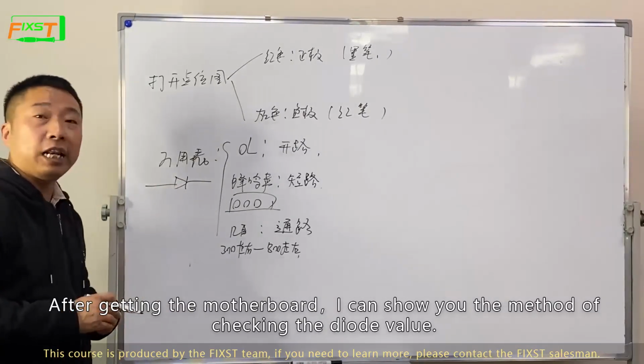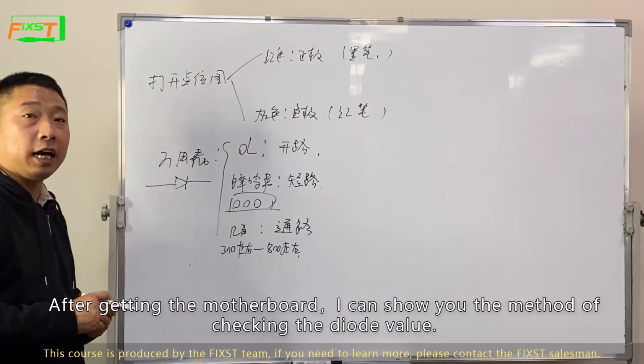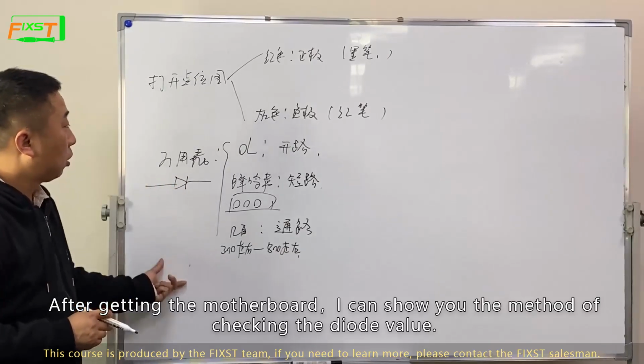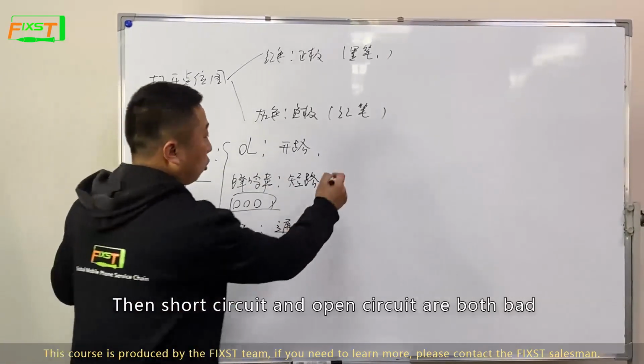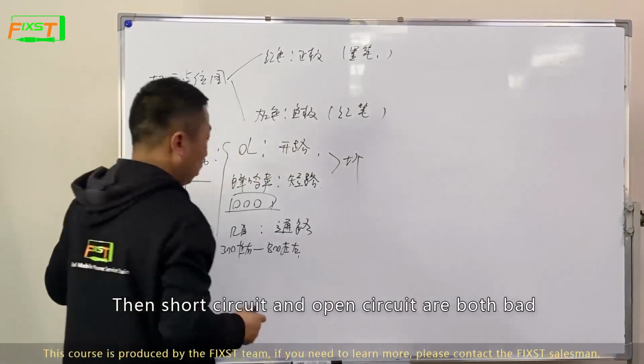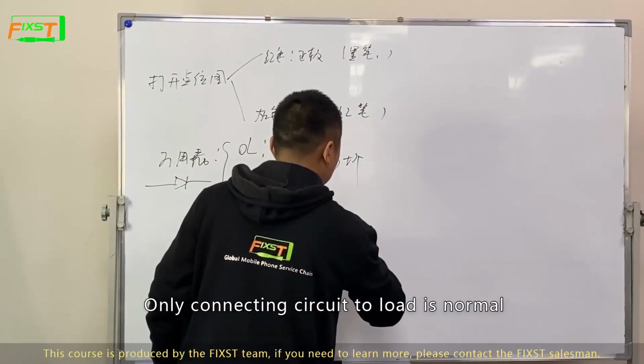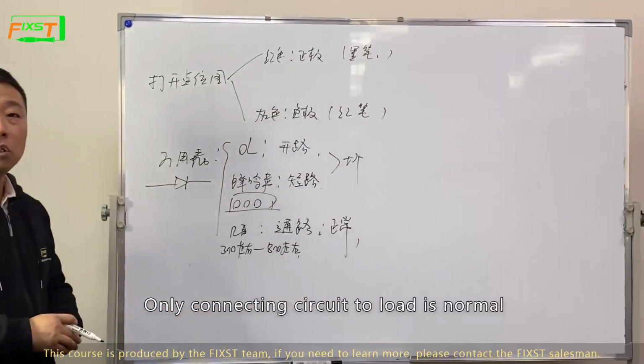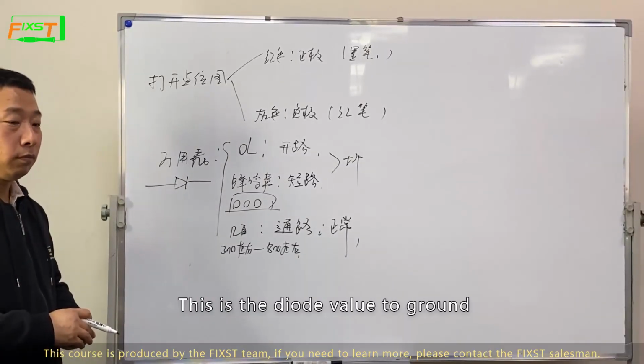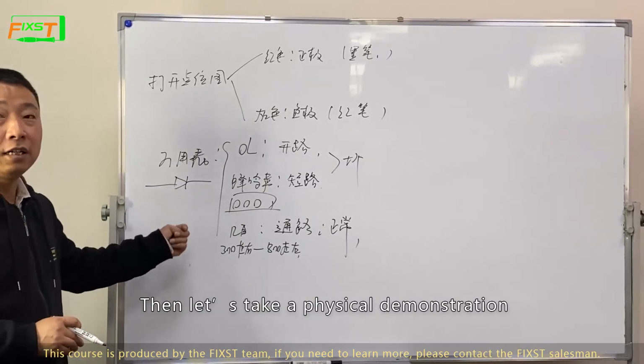After getting the motherboard, I can show the method of checking the diode value. Short circuit and open circuit are both bad. Only a connected circuit with a load is normal. This is diode value to ground. Then let's take a physical demonstration.